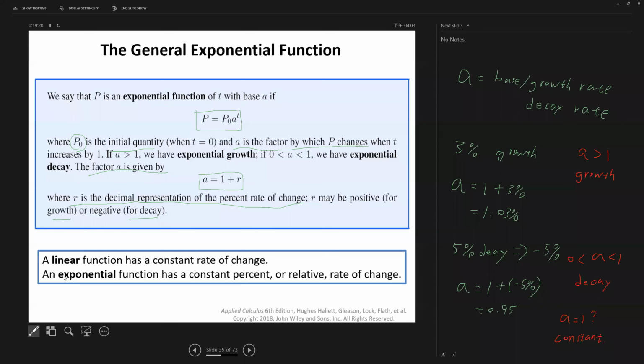All right, so let's look at the bottom here. A linear function has a constant rate of change. An exponential function has a constant percent or a relative rate of change. Okay, so that's the main difference between linear and exponential.